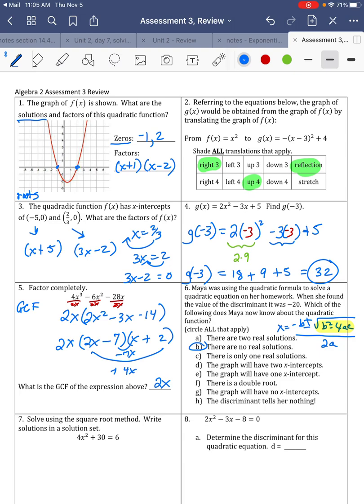One, no. The graph will have 2 x-intercepts? Nope, because it's not going to touch the x-axis. So not a double root, not one x-intercept, no x-intercepts. Okay, so always two facts the discriminant tells you.